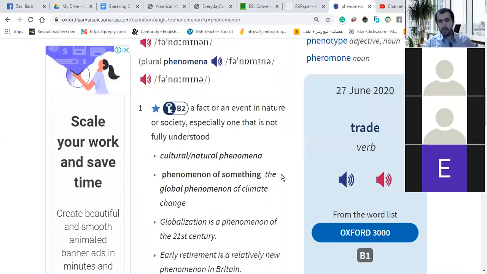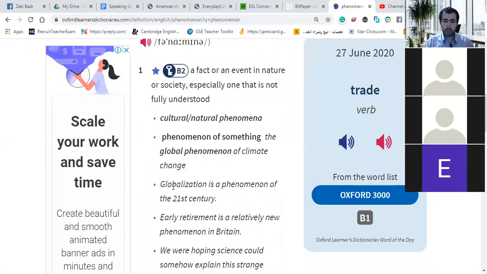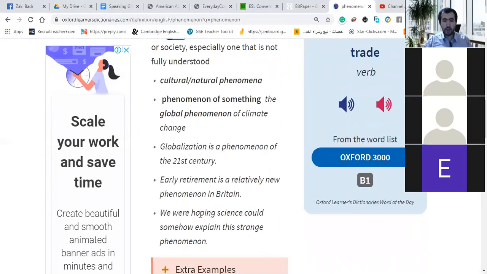Phenomenon of something: the global phenomenon of climate change. People still study these things. What are the reasons? Early retirement is a relatively new phenomenon in Britain. We were hoping science could somehow explain this strange phenomenon.